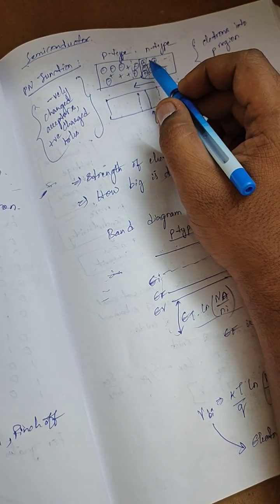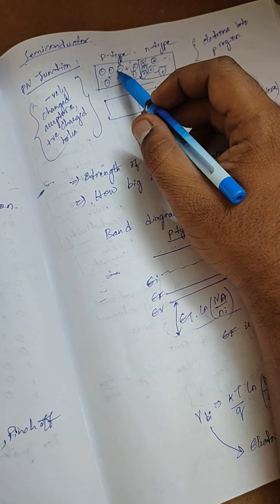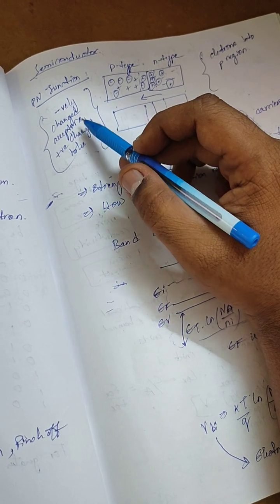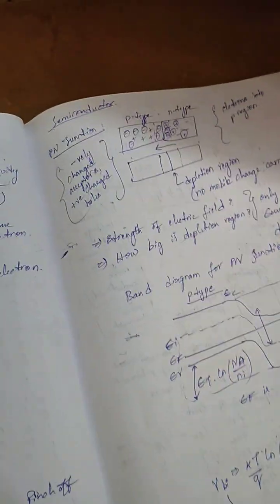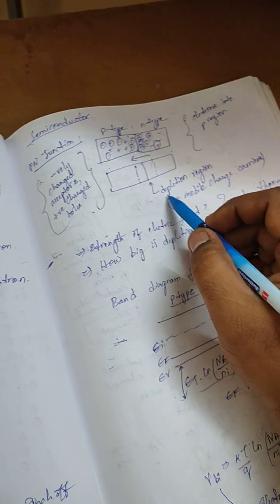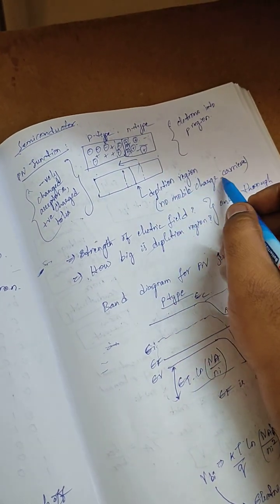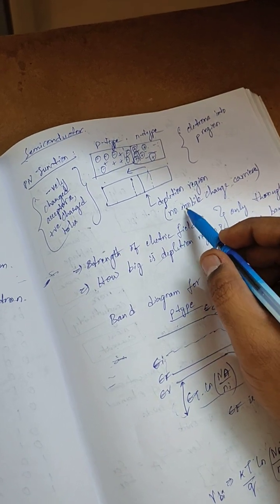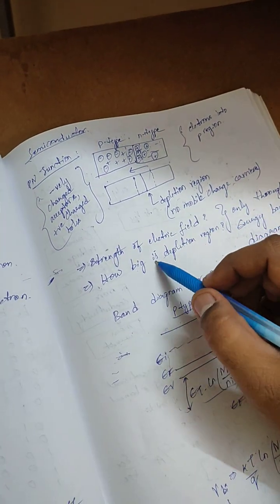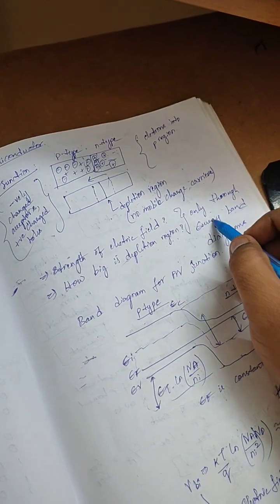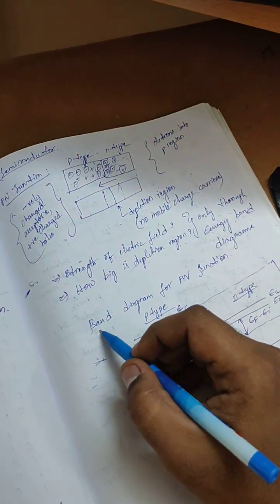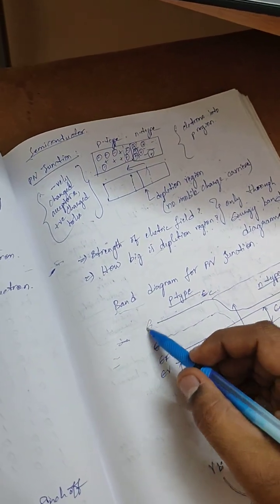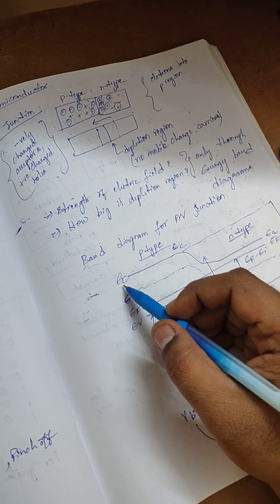electrons from the n region can move to the p region and holes from p-type move to the n region. That is, negatively charged acceptors along with positively charged holes. So when they move, a region is formed that is called the depletion region, where no mobile charges are there. This depletion region's electric field strength and how big the depletion region is can only be explained through energy band diagrams.